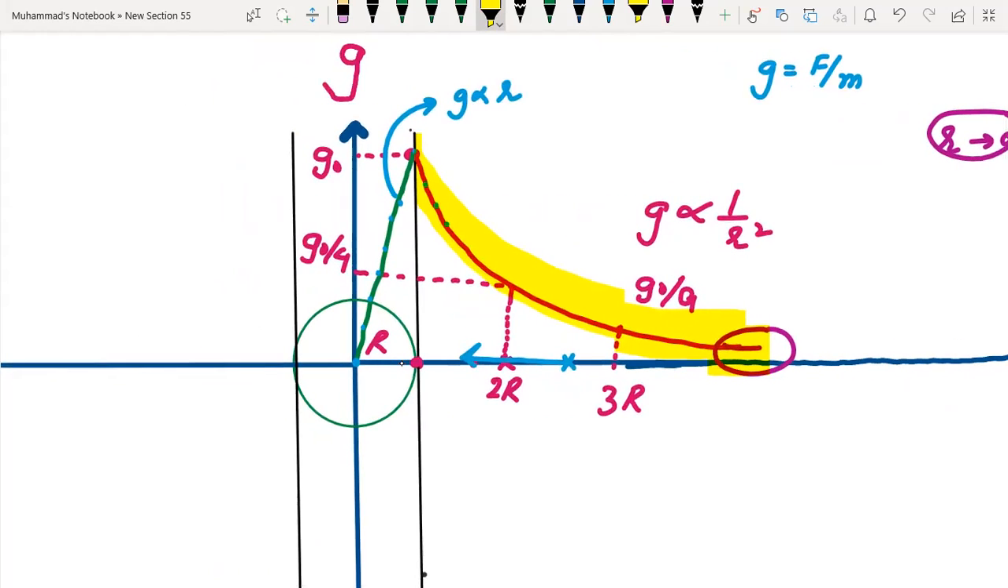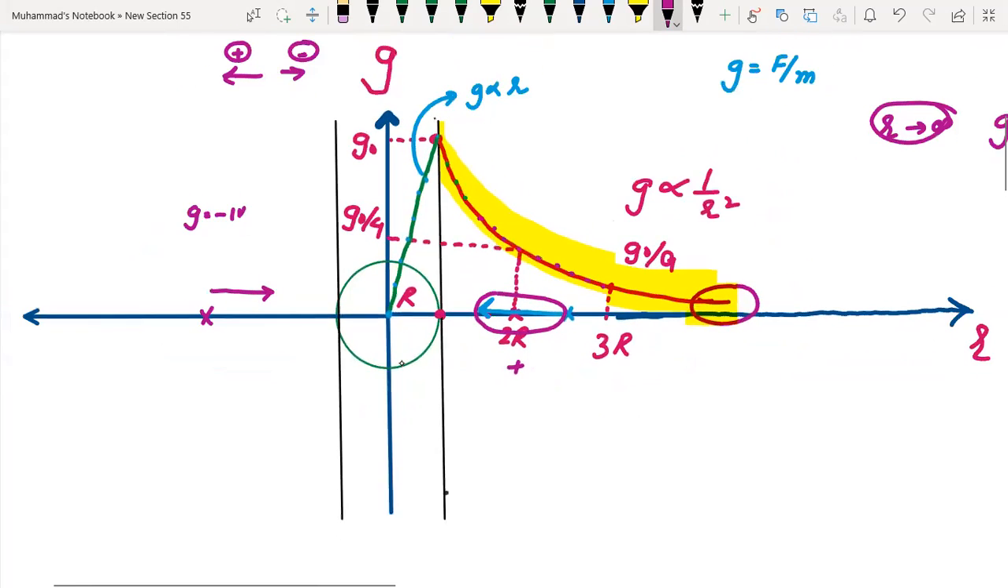Now let me ask you a question. What will be the direction of G at this point? That's great. G will be directed in this direction. It's an attractive force. G is a vector quantity. If I take the left side direction as positive, then on this side G will be negative. This is my sign convention: I have taken the left direction as positive, so the right direction should be taken as negative.